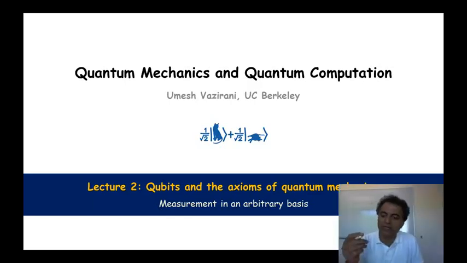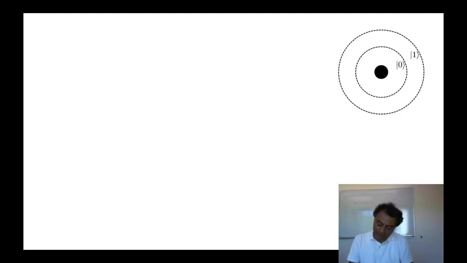Okay, so now let's extend our understanding of the measurement principle to doing a measurement in an arbitrary basis. So let's go back and review what we had. Again, we are thinking about a two-level system, which is the state of an electron of bounded energy. So it's either in the ground state or excited state, represented by 0 and 1.